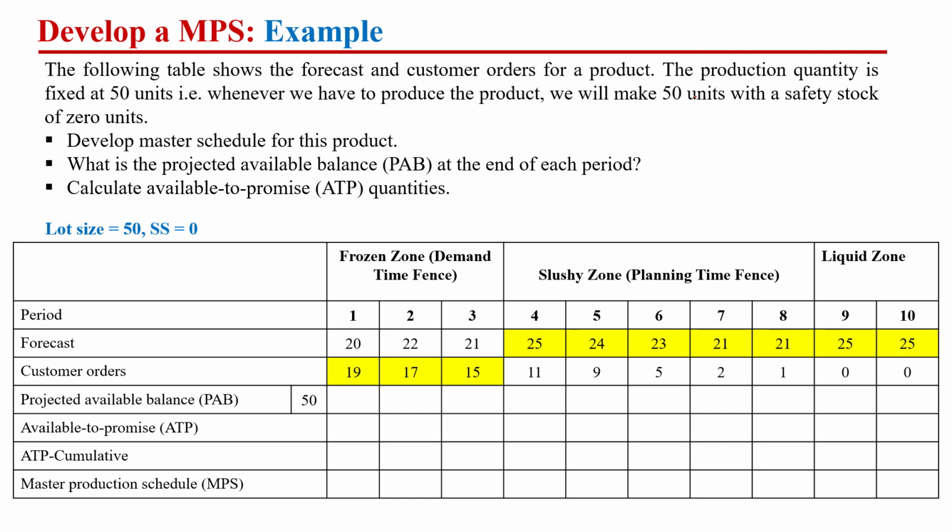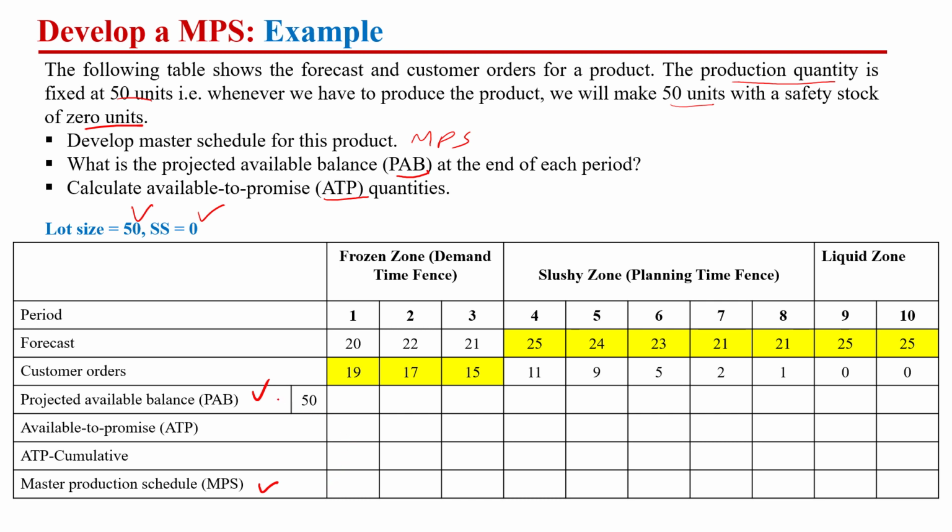I am saying that the production quantity is 50 units. So whenever the product is produced, it is going to be 50. There is no safety stock for this particular product. So the lot size is 50, and the safety stock is 0. We want to find the MPS, the projected available balance, as well as the available to promise. So first of all, let's find the projected available balance as well as the master production schedule.